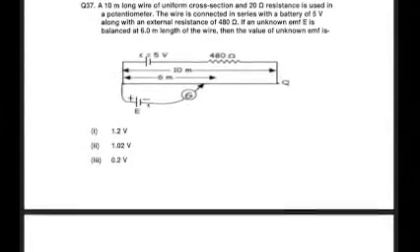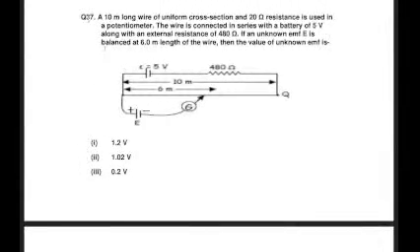Question number 37. A 10 m long wire of uniform cross section and 20 ohm resistance is used in a potentiometer. The wire is connected in series with a battery of 5 volt along with an external resistance of 480 ohm. If an unknown EMF E is balanced at 6.0 m length of the wire, then the value of unknown EMF is: here they gave the figure.